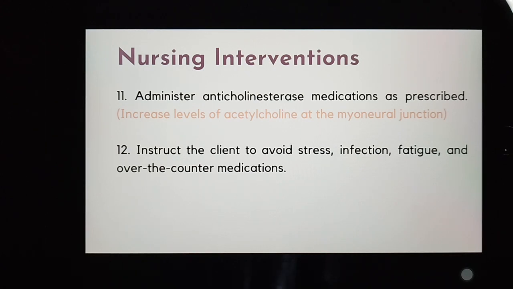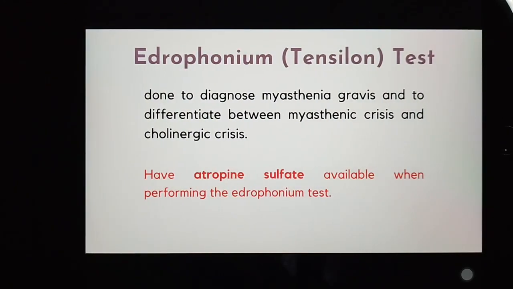Okay. So, ang ating MG or myasthenia gravis is diagnosed through history and physical examination and also through the test called your edrophonium or tensilon test. Okay, hindi lang ito ginagamit to diagnose whether may MG ang ating patient or wala. Ginagamit din ito to differentiate between myasthenic crisis and cholinergic crisis. And the most important when performing tensilon test is to have the atropine sulfate at bedside kasi ito ang ating antidote sa cholinergic crisis. Okay, so paano ginagawa ang edrophonium test?